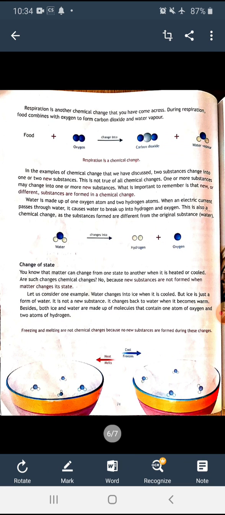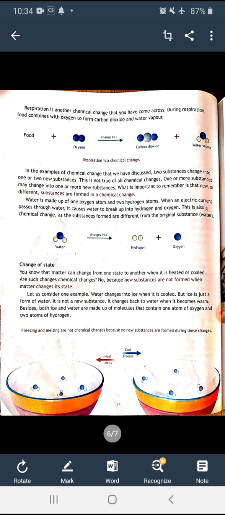Next is respiration. Respiration is the process by which we breathe in and breathe out. Respiration is another chemical change. During respiration, what will happen? Food combines with oxygen to form carbon dioxide and water vapor. See, when food is combined with oxygen, it changes to carbon dioxide plus water vapor.